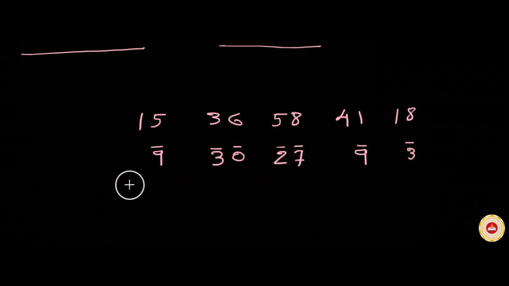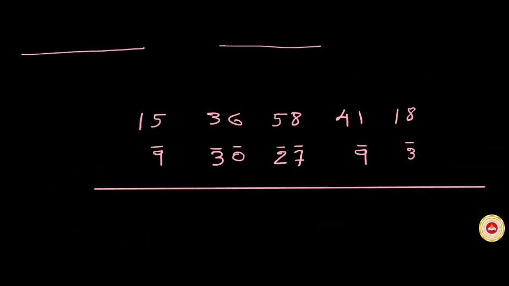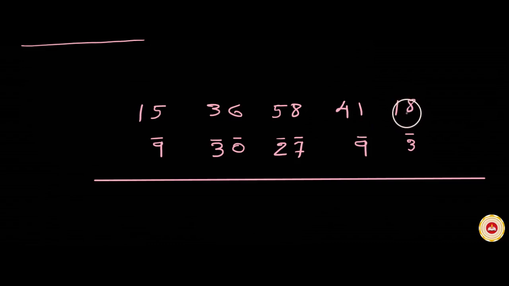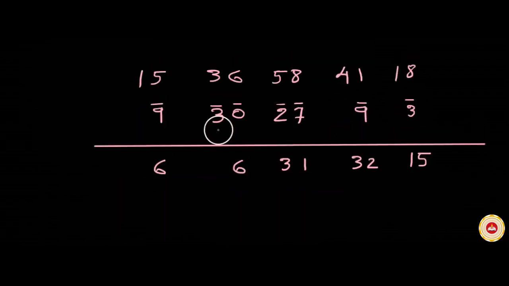Now friends, let us subtract. Simple rule: find which number is greater, subtract the smaller one from the greater one and give the sign of the greater one. 18 minus 3, 15, write 15 here. 41 minus 9, 32. 58 minus 27, how much? 8 minus 7, 1. 5 minus 2, 3, 31. 36 minus 30, simple, 6. 15 minus 9, simple, 6. So we have done addition of positive and negative numbers.